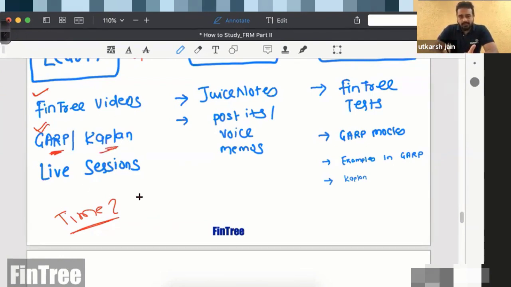Another point to consider is how did you prepare for FRM Part 1? So if at FRM Part 1, you used the core readings or the GARP material, then it makes sense for you to use GARP again. But if for FRM Part 1, you used Kaplan or Schweser's, then I think it makes sense to just continue because you're already familiar with the format.